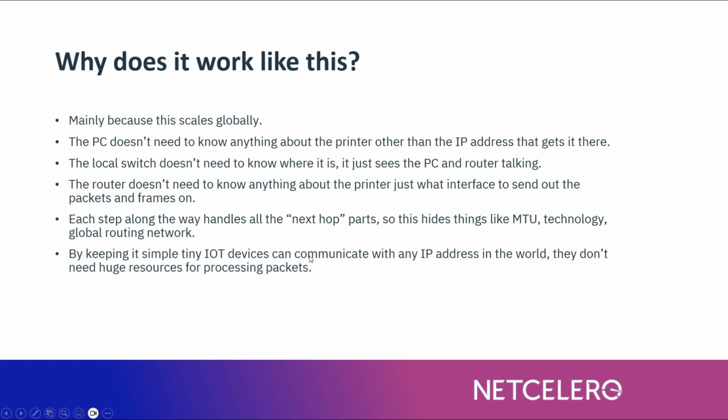Why does it work like this? In really brief reasons, without going into the whole reason the way the global internet works, mainly because this scales globally. The PC doesn't need to know anything about the printer other than the IP address that gets it there. The local switch doesn't need to know where anything is. It just switches based on the MAC addresses in the frames. It isn't even aware of the IP addresses. It just sees the PC and router sending frames between each other.